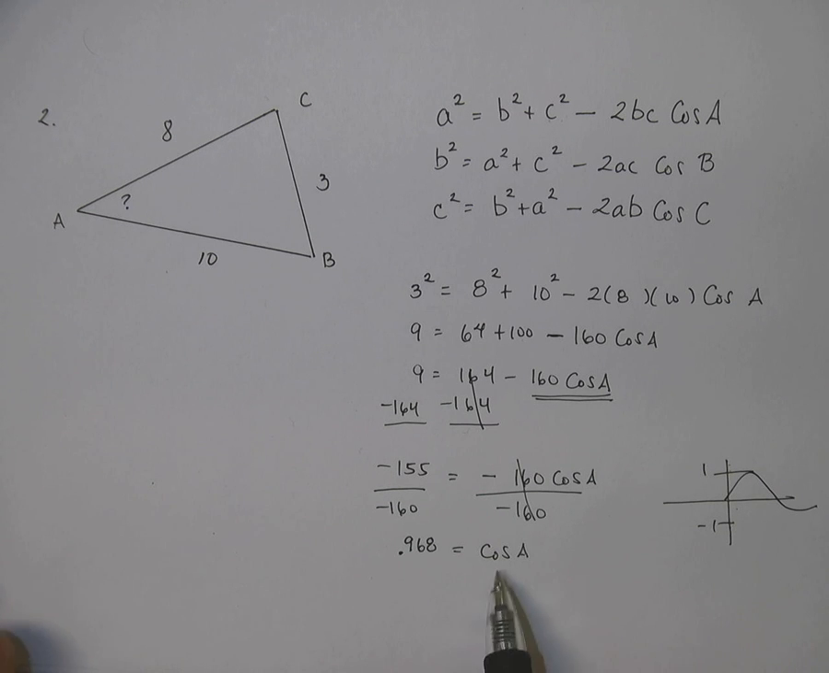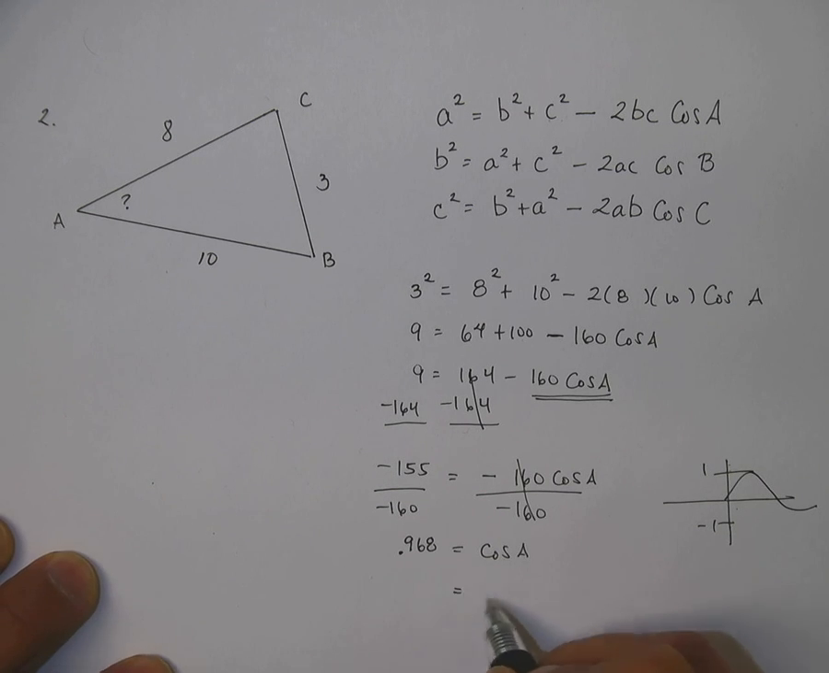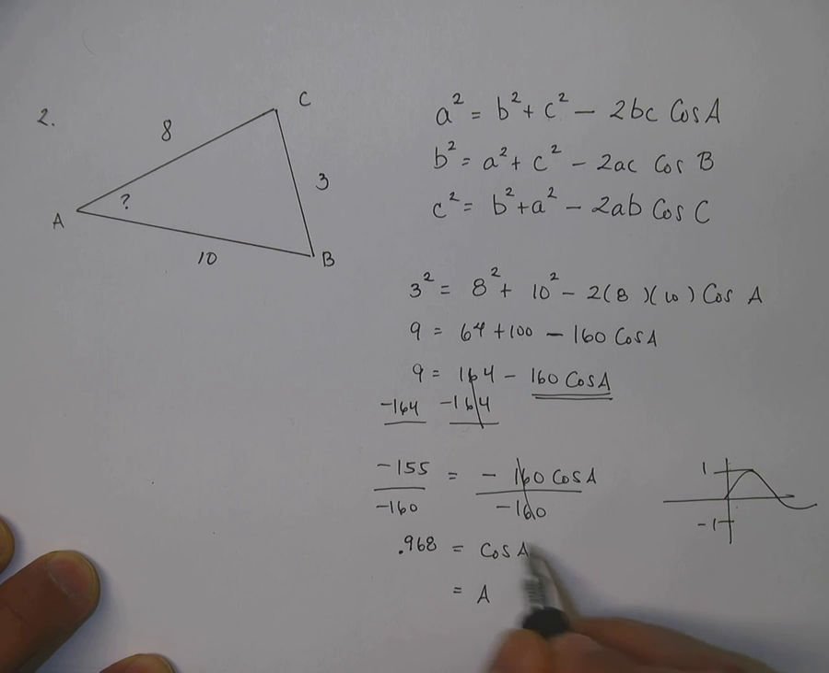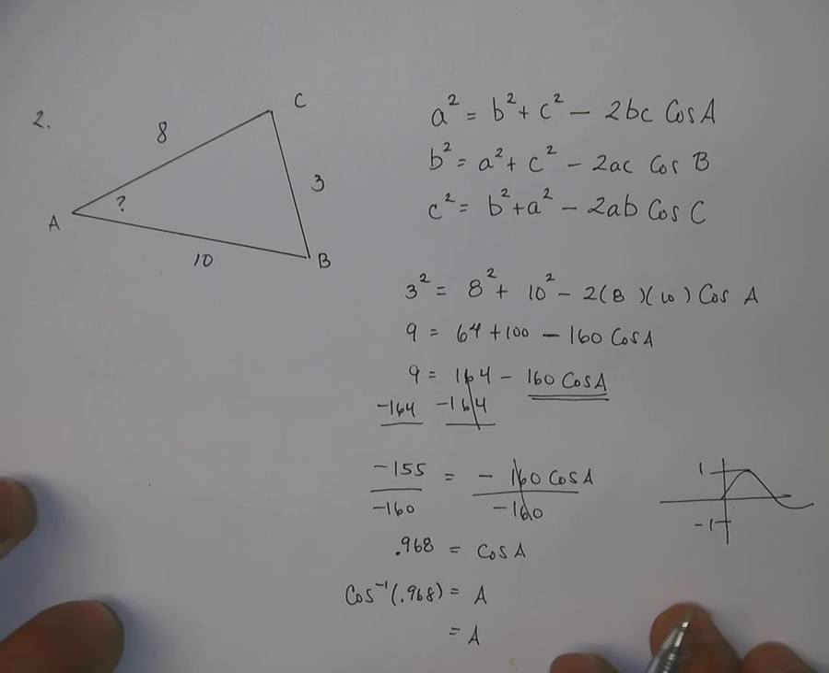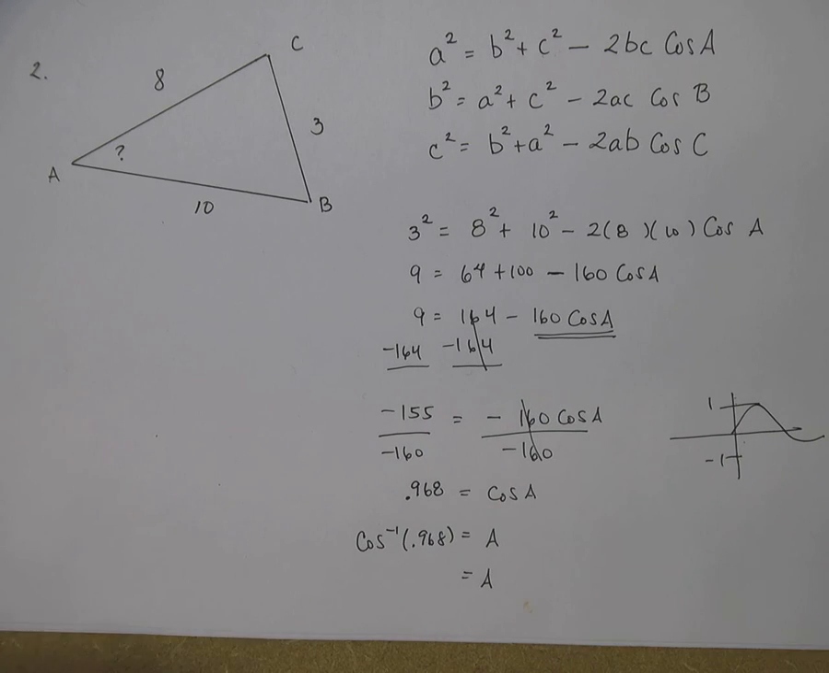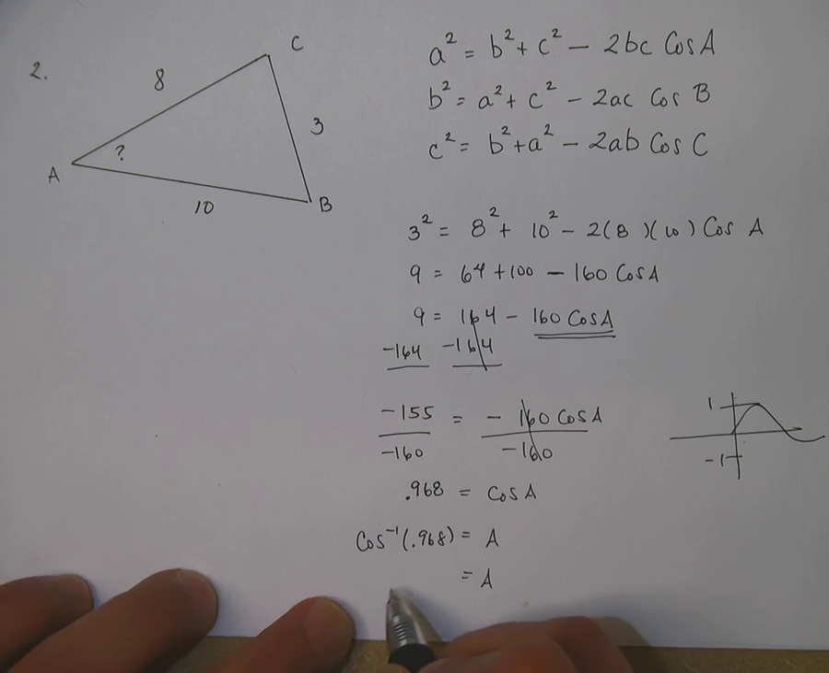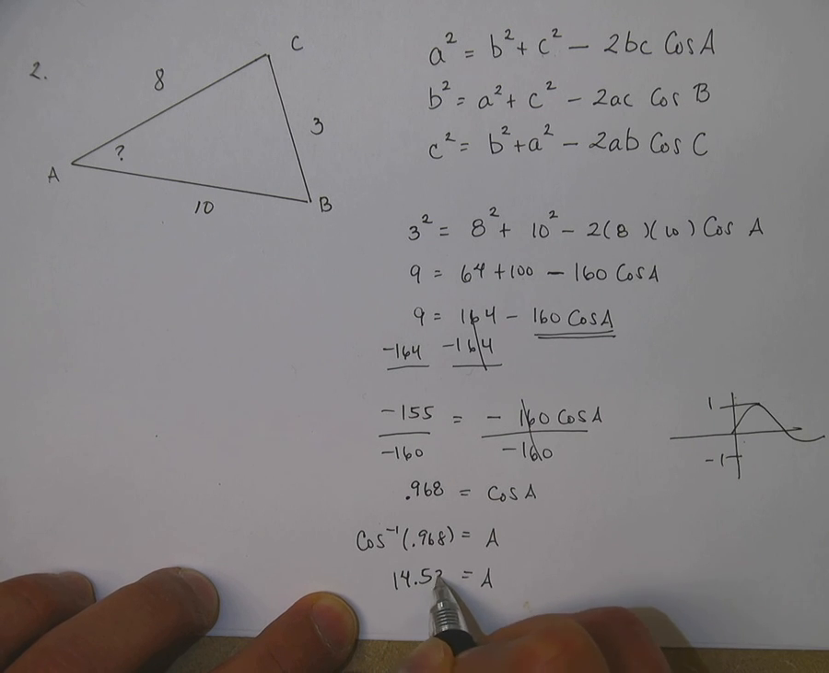So now let me find the angle A. Remember, to find angle A, we have to do the inverse. So we're going to get cosine inverse 0.968. Let's go do cosine inverse 0.968, and that's going to give me 14.53 degrees.